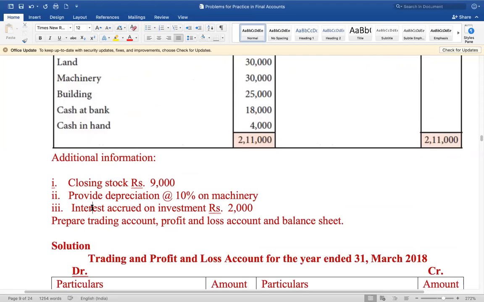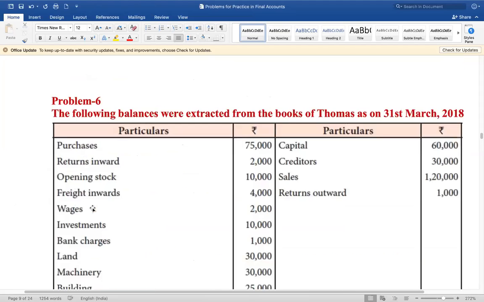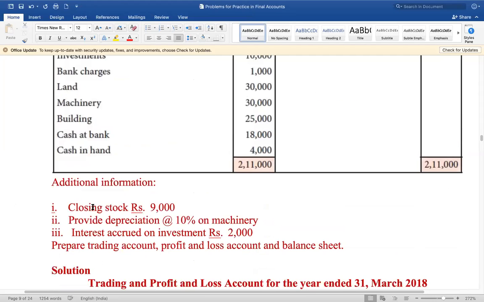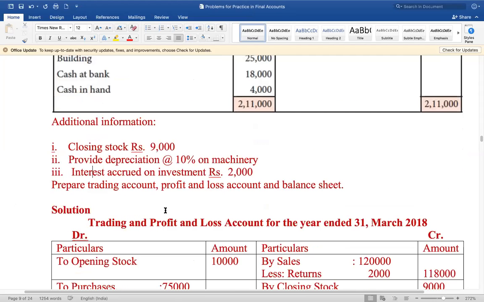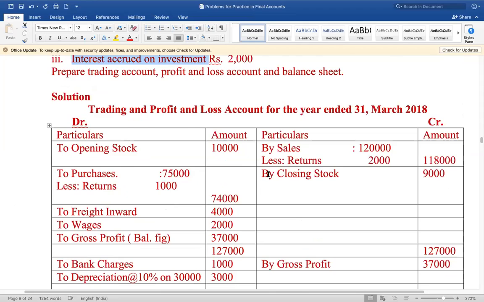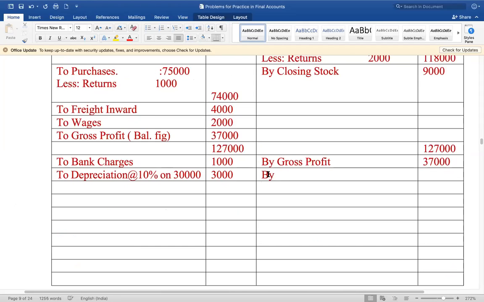Next, there's one item. The third is not yet over. By interest accrued, 2,000, which is an income. Look at this, I'll bold it so that it's distinct from others.